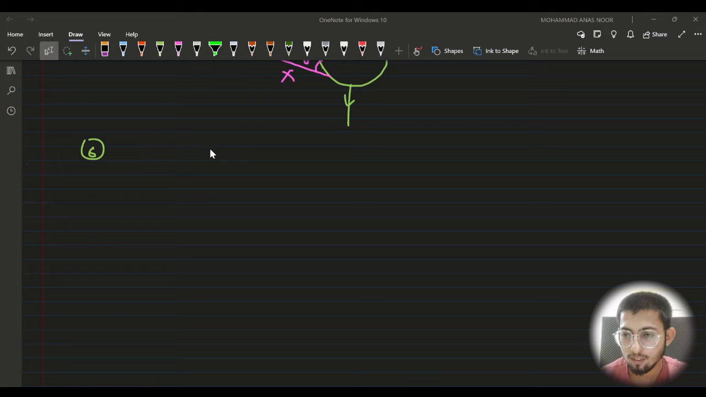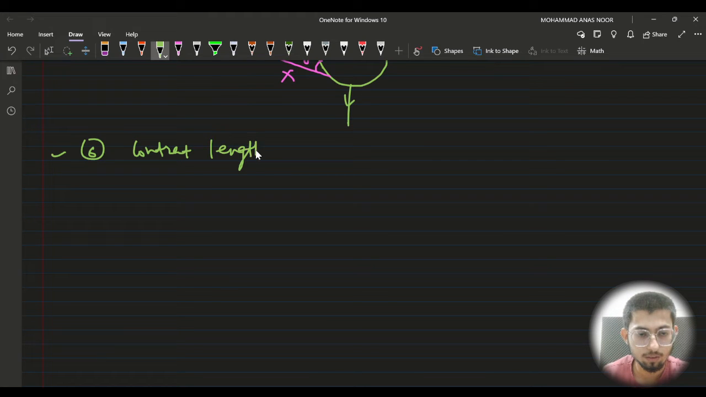The sixth one is that the lines of force have a tendency to contract lengthwise. We'll discuss this in a moment, just wait. And the seventh is that they expand laterally. This also, we'll just see.